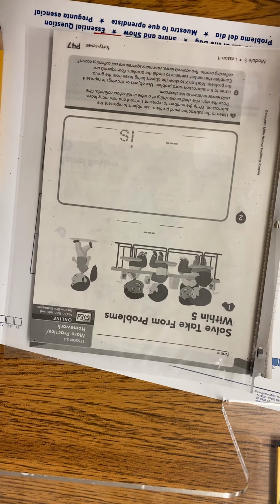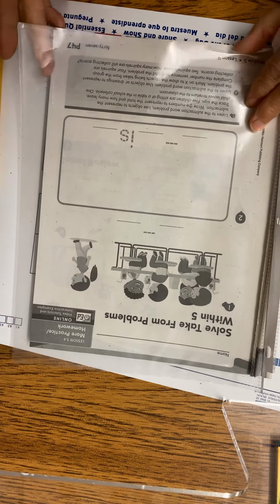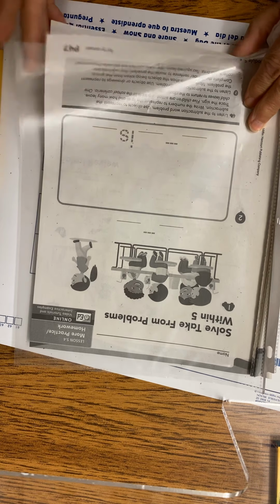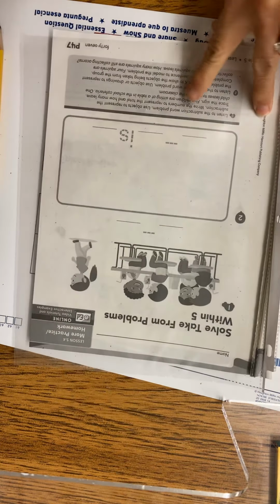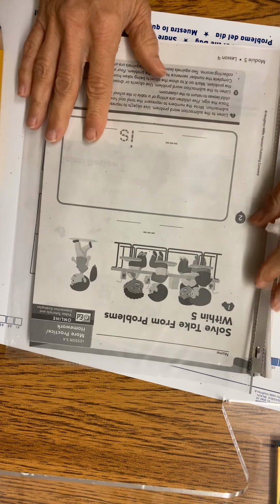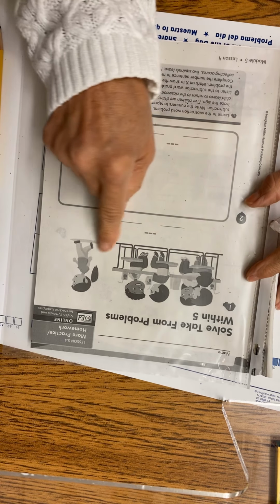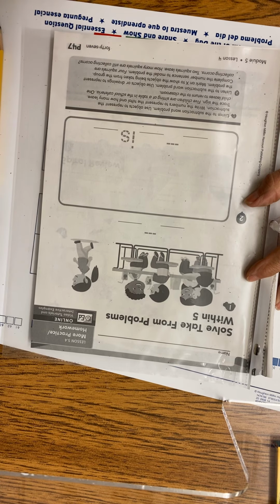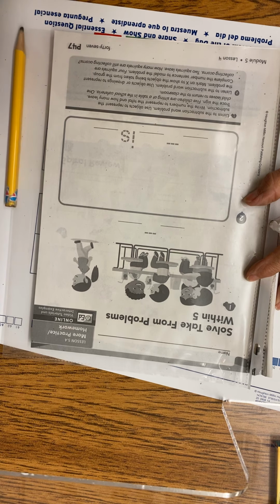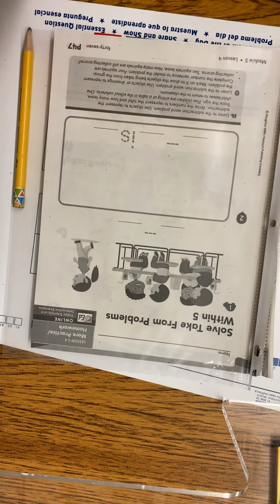So we're going to look. Did we already do that one? No, we didn't. Okay. So we have how many children are sitting at the table in the cafeteria? How many children all together?